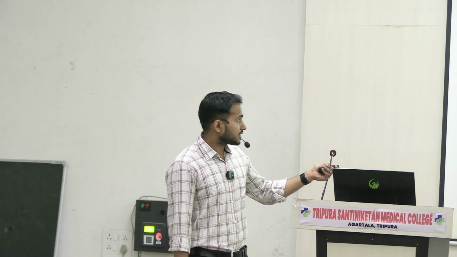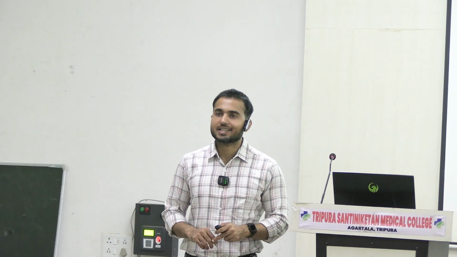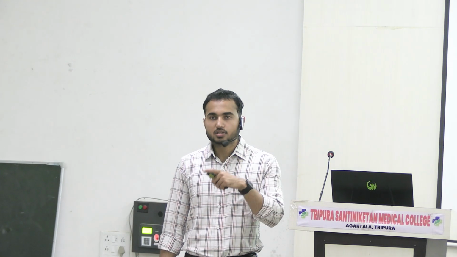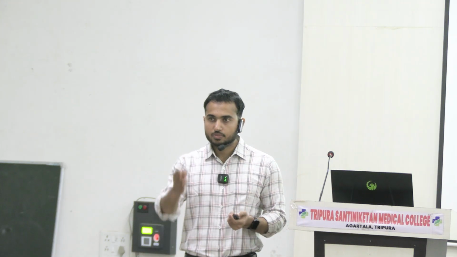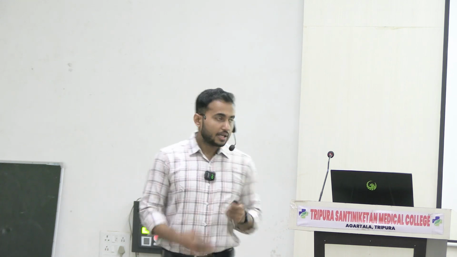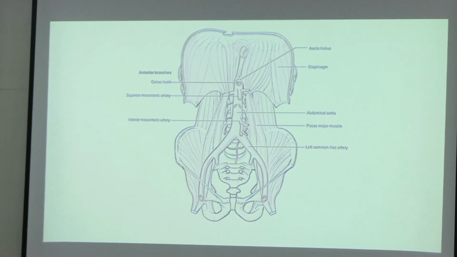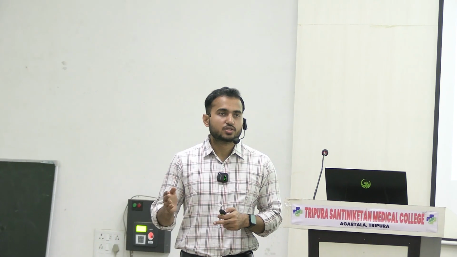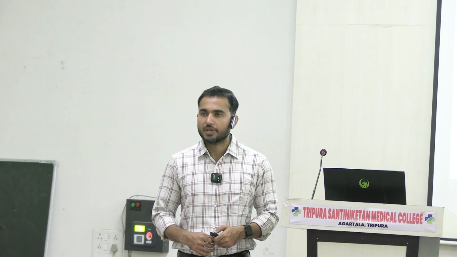Further, the right and left common iliac arteries again divide into internal and external iliac arteries. The external iliac artery will continue as the femoral artery, which will supply blood to the lower limb. I hope you have studied the femoral triangle, so you will be studying about the femoral artery. The internal iliac artery, as you can see, enters the pelvis, having anterior and posterior divisions, giving branches which supply blood to the pelvic organs, the organs situated in the pelvis.